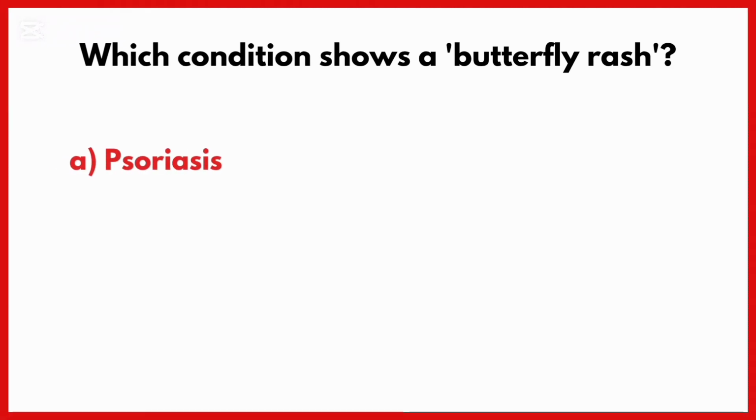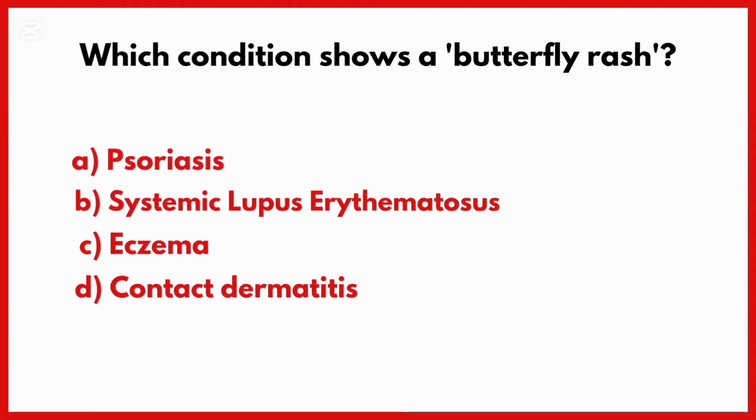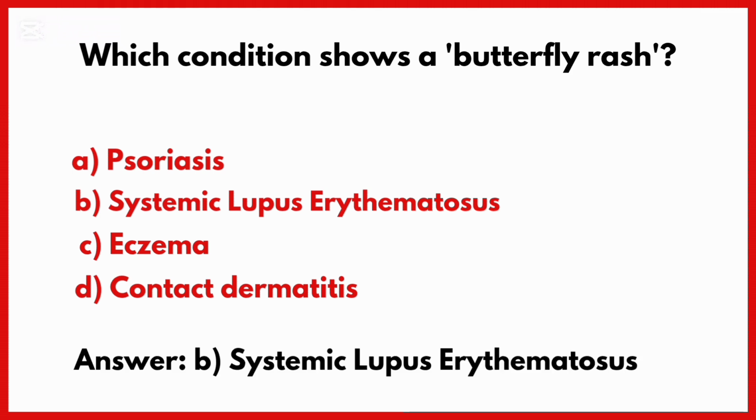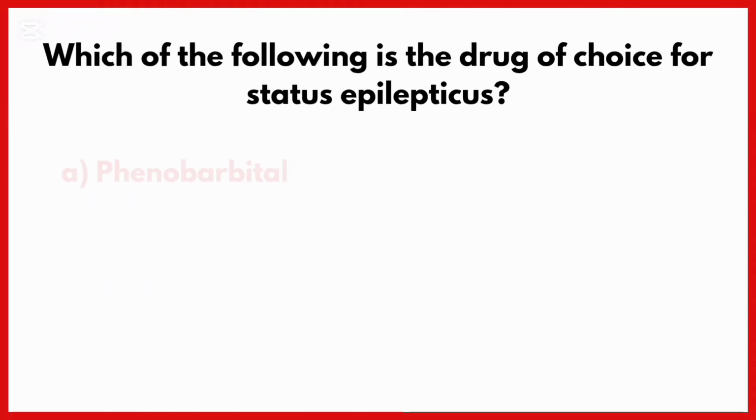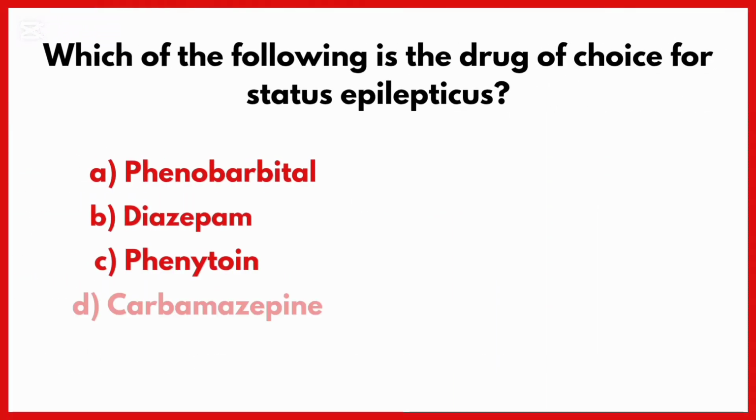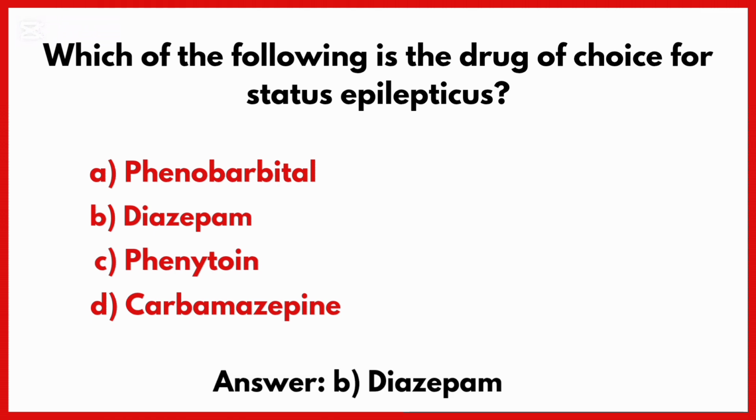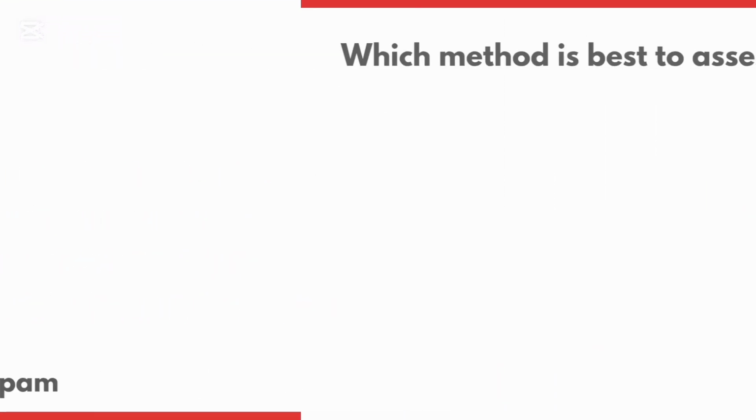Which condition shows a butterfly rash? Correct answer is option B, systemic lupus erythematosus. Which of the following is the drug of choice for status epilepticus? Correct answer is option B, diazepam.